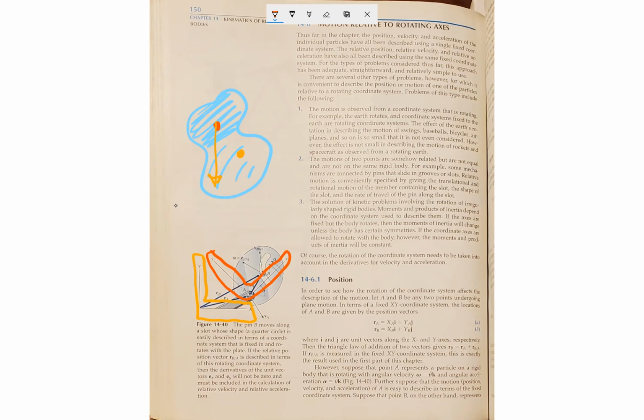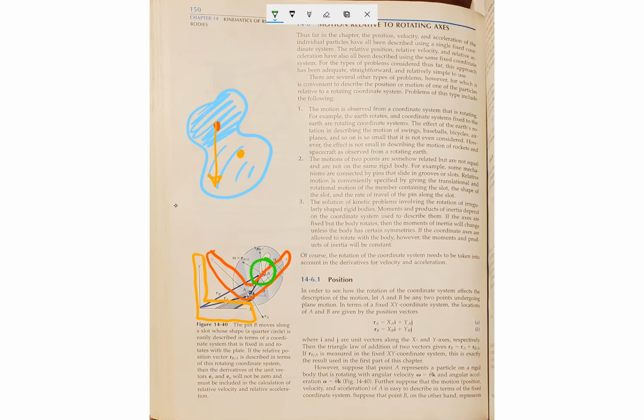Now, the ground doesn't always have to be the stationary thing. It's whatever your frame of reference is going to be. And then there will be something rotating relative to that frame of reference. And then there will be, and I will highlight this in green, another thing moving relative to the rotating frame. That's what this chapter is about.